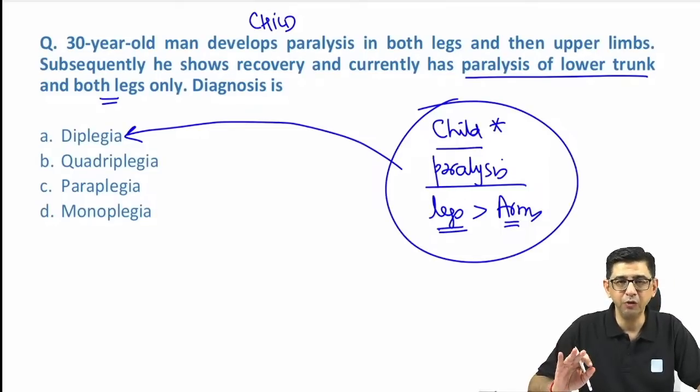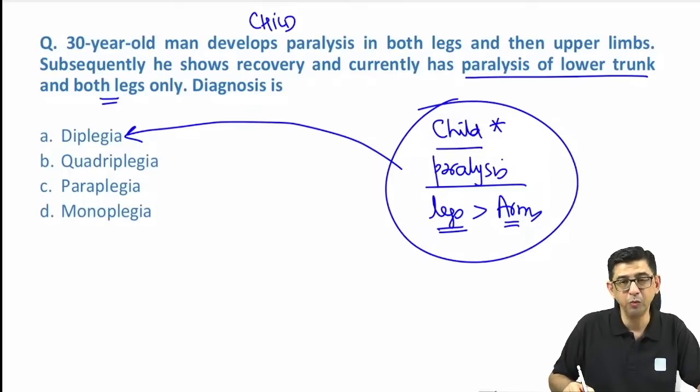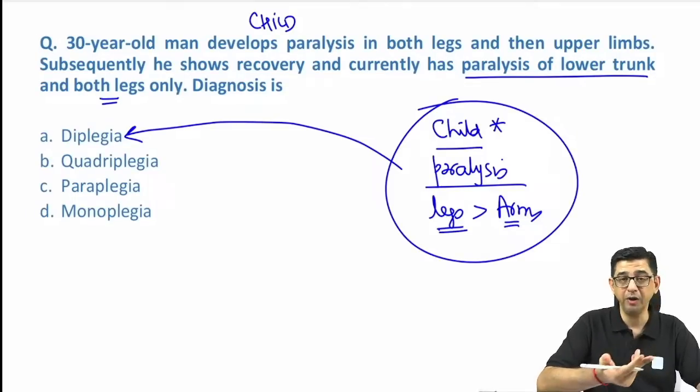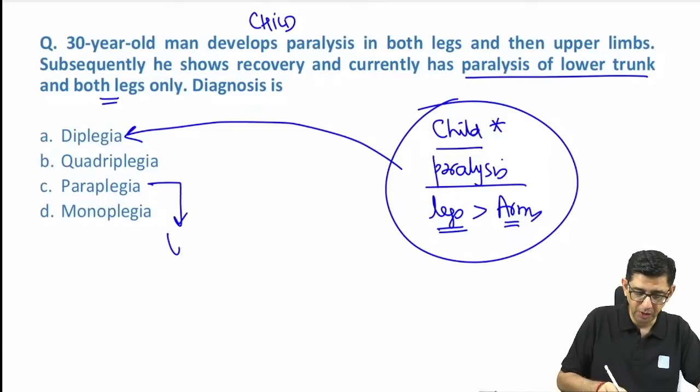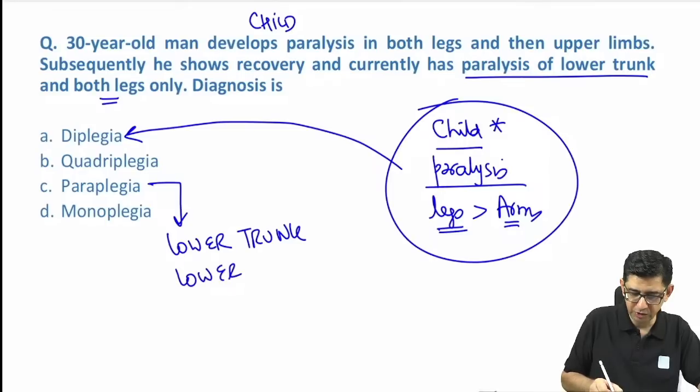Even if it is not a child, if the paralysis is more in the legs as compared to the arms, the answer would be given as diplegia and would not be given as quadriplegia. So that's the basic difference. Yeah, doctor, you said a very pertinent question. What is the difference between paraplegia and diplegia? So paraplegia means that the paralysis will involve the lower trunk as well as only the lower limbs in a patient and will not be involving the upper limbs.